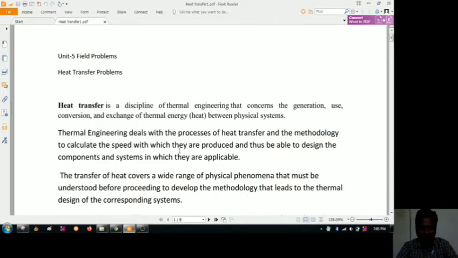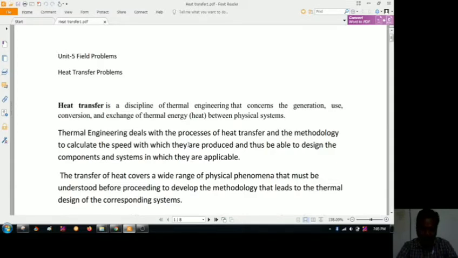So we are discussing unit number 5, field problems. Here we are discussing the heat transfer problem. Heat transfer problems are very important in engineering applications. We need to see what heat transfer is and how it affects aerospace components, and in what way we need to minimize the effects associated with it. So we'll see heat transfer first.